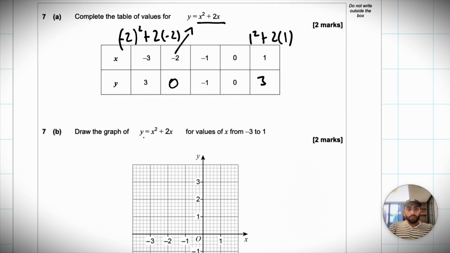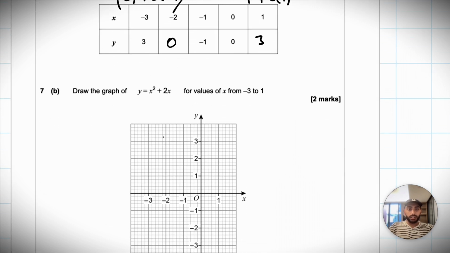Part b, draw the graph of y equals x squared plus 2x. We've already got a table of values for this equation. So let's just plot these coordinates in here. These are my x coordinates and these are my y coordinates. So the first one is at negative 3, 3. And always do this with pencil. The next one is at negative 2, 0. Next one, negative 1, negative 1, which is there, 0, 0, and 1, 3.